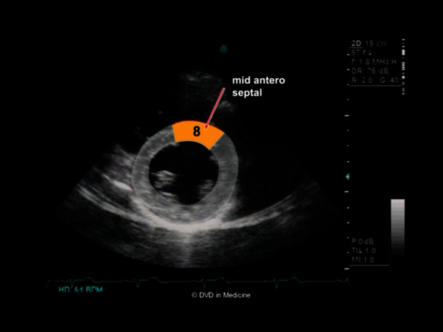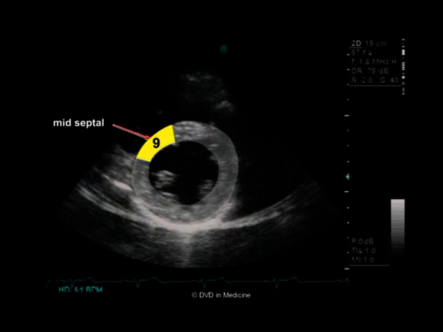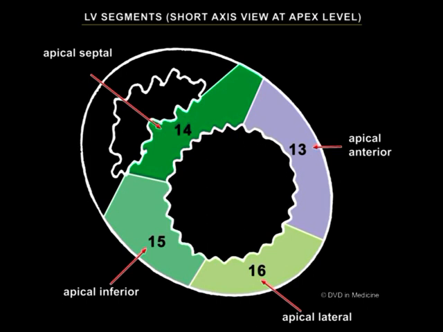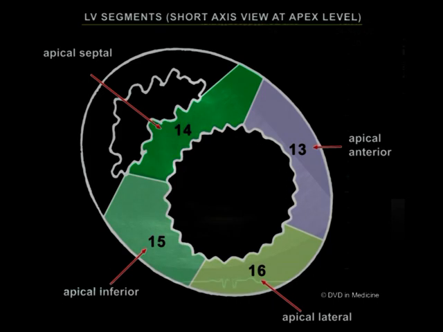Mid-anteroseptal, mid-septal, mid-inferior, mid-posterior, mid-lateral, mid-anterior. In this picture, one can see the segments of the left ventricle which are visible in the short axis view at apex level.